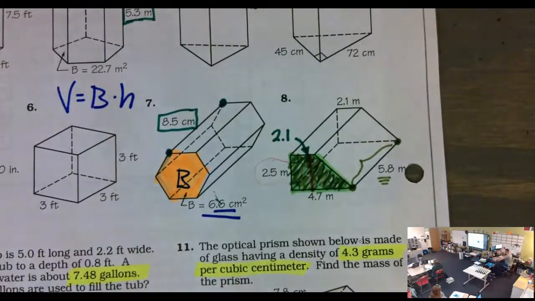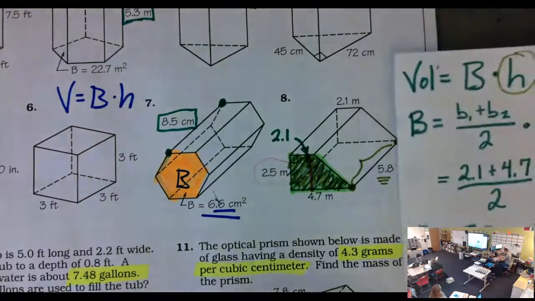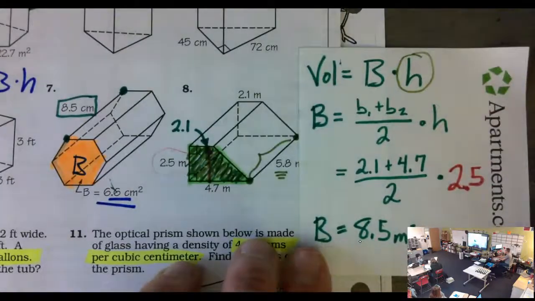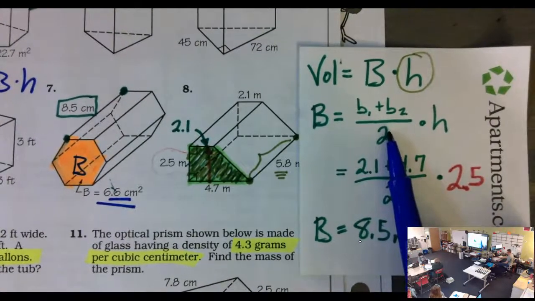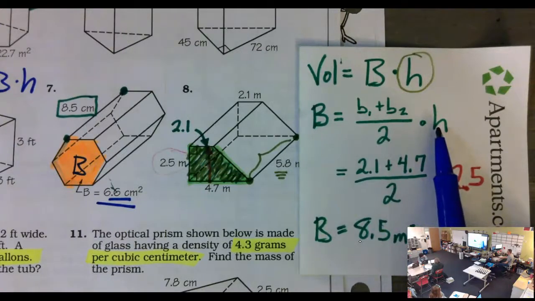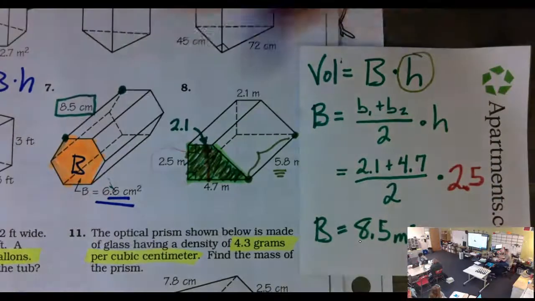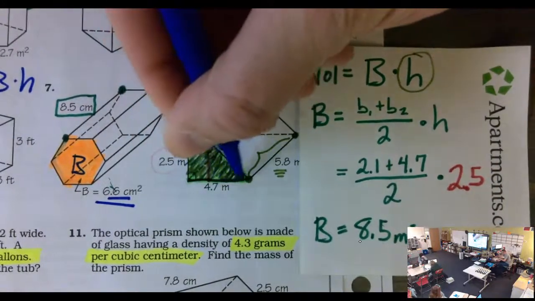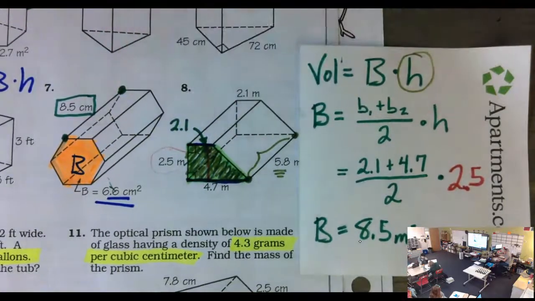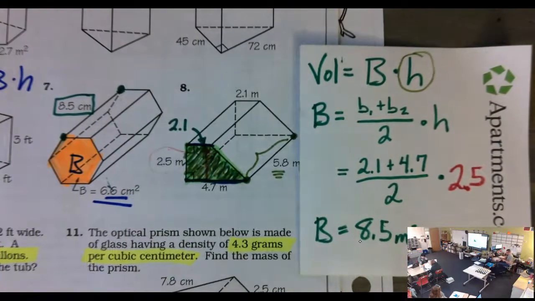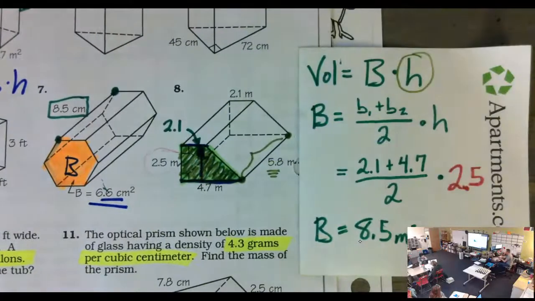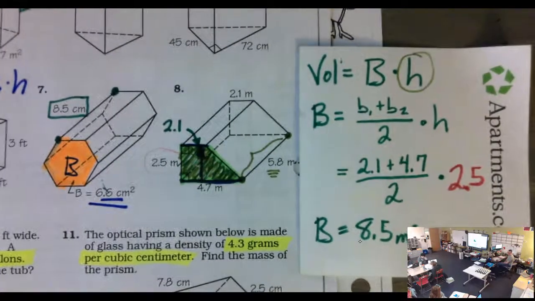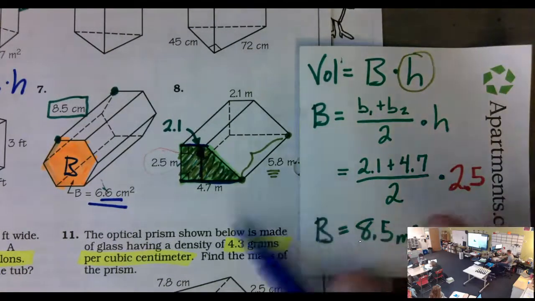In a problem like 8, we need to solve for the big B, and this is going to be trapezoid area, which we remember uses those little bases. So when we go to do trapezoid area, we do one of the bases plus the other base, then divide by 2, then times the height of the trapezoid. Our bases of our trapezoid are always parallel with each other. So the 2.1 and the 4.7, those are our bases. We add those up, divide by 2, and then the height of that trapezoid is the distance between them, which is different than the height of the prism. The height of the prism is how far between the bases.